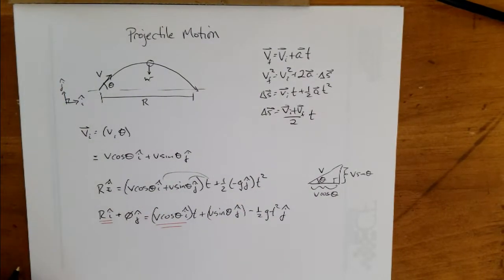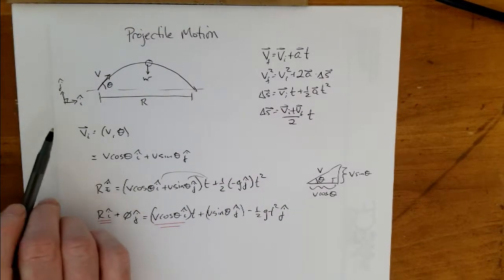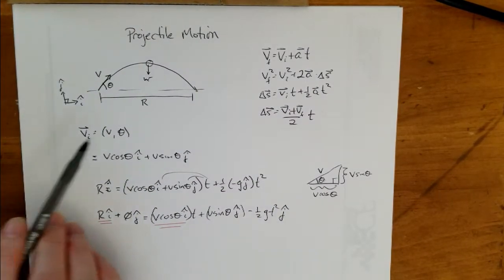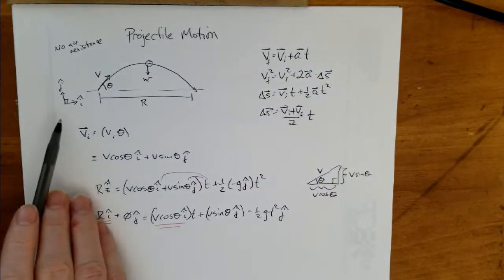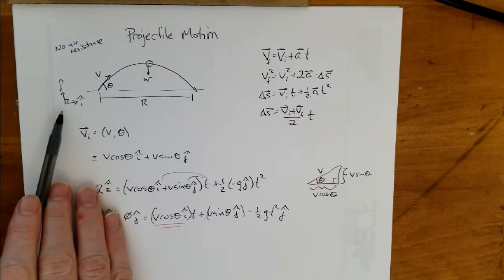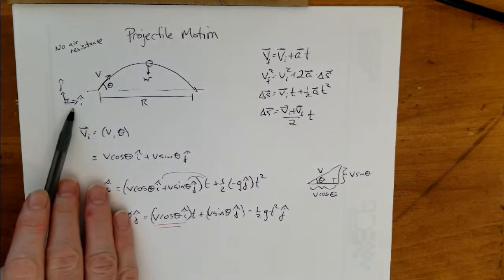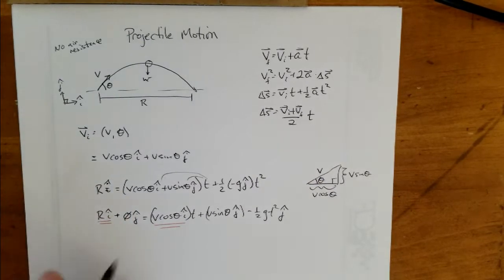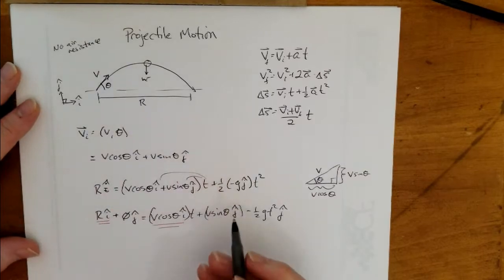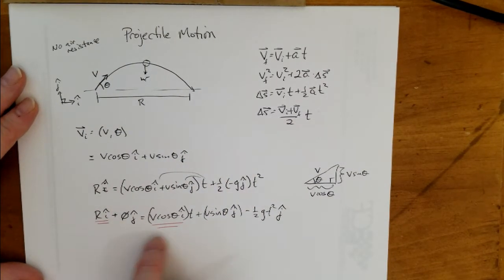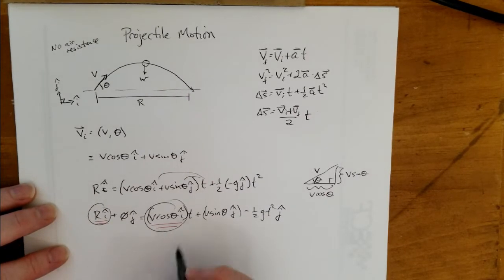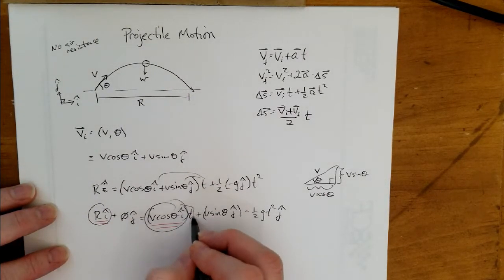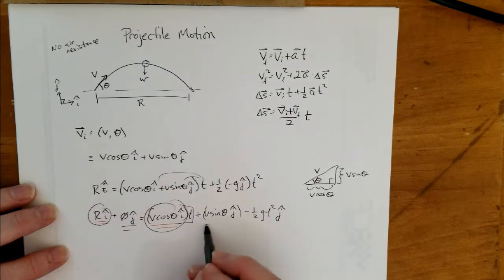Well, i hat and j hat are perpendicular to each other. They're not mixing. There's nothing in this problem, the way I've set it up, no air resistance, there's nothing in this problem that is going to cause a relationship between i and j other than time. It's going to be in the air horizontally as long as it is vertically. And so I can separate this. I can have those have to equal each other. Let's not forget the time in there. And these have to equal each other.